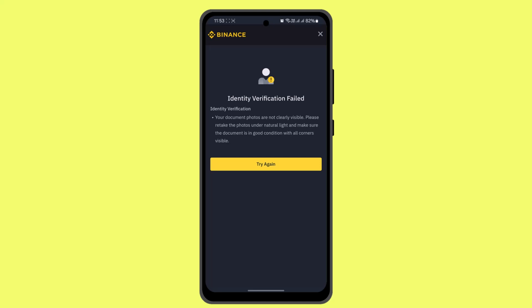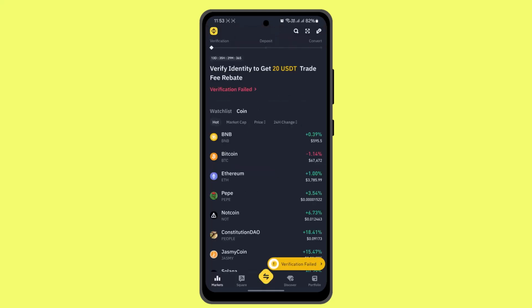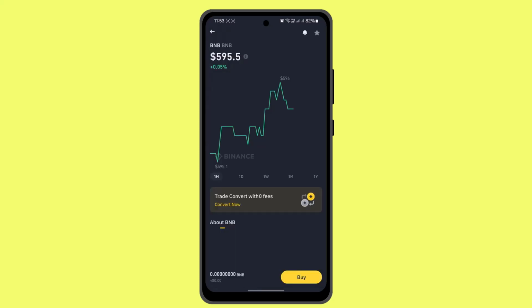So in order to do this procedure, you first have to log in to your account and make sure that your account is verified. Now, placing a leverage trade on Binance is similar to placing a regular trade. To place a leverage trade, you just have to select the trading pair you want to trade with. Let's go with BNB, and then you can go ahead and click on the buy button.